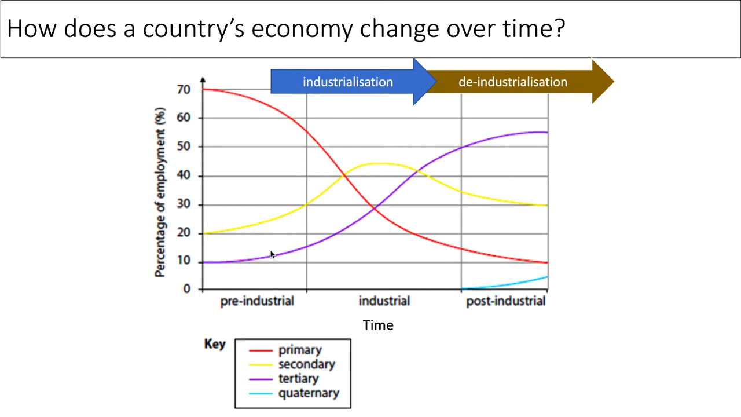When a country moves from the pre-industrial stage to the industrial stage, we say that it is industrialising, or going through the process of industrialisation. When a country moves from the industrial to the post-industrial stage, we say it is deindustrialising or going through the process of deindustrialisation. So industrialisation and deindustrialisation, they're nouns. Industrialising and deindustrialising, they're the verb form.